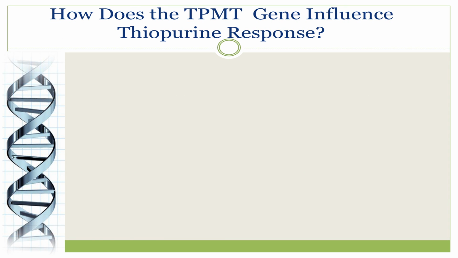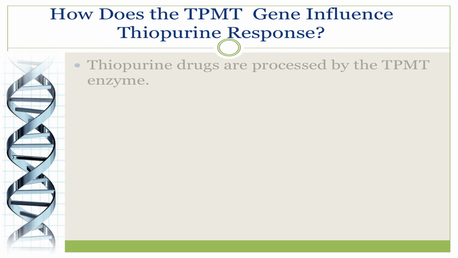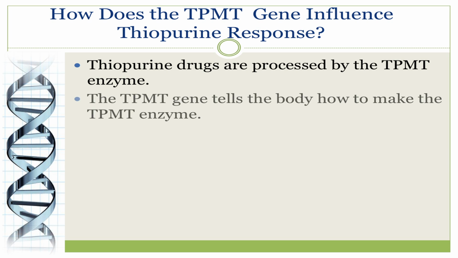When we take a medication, we usually take for granted that it will work. In reality, there is a lot that goes into how your body responds to a medication. Thiopurine drugs are processed by the TPMT enzyme. The TPMT gene tells the body how to make the TPMT enzyme.